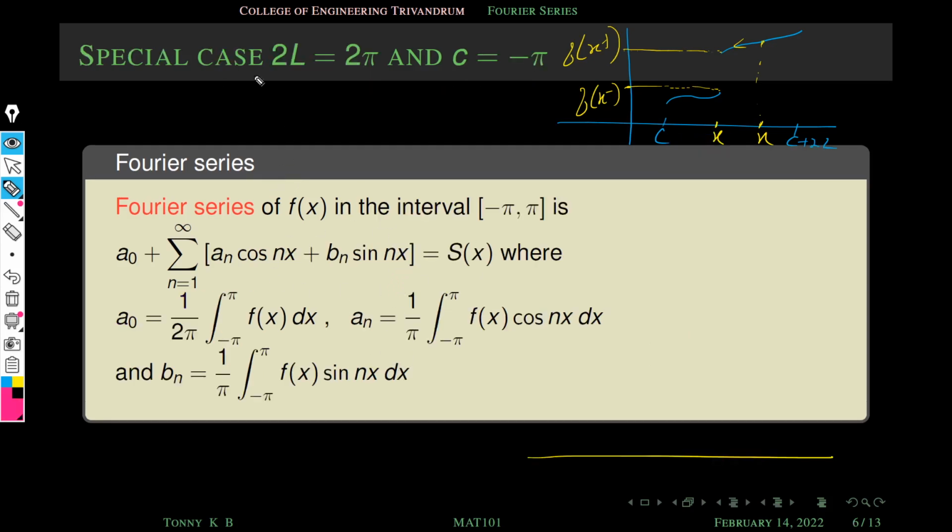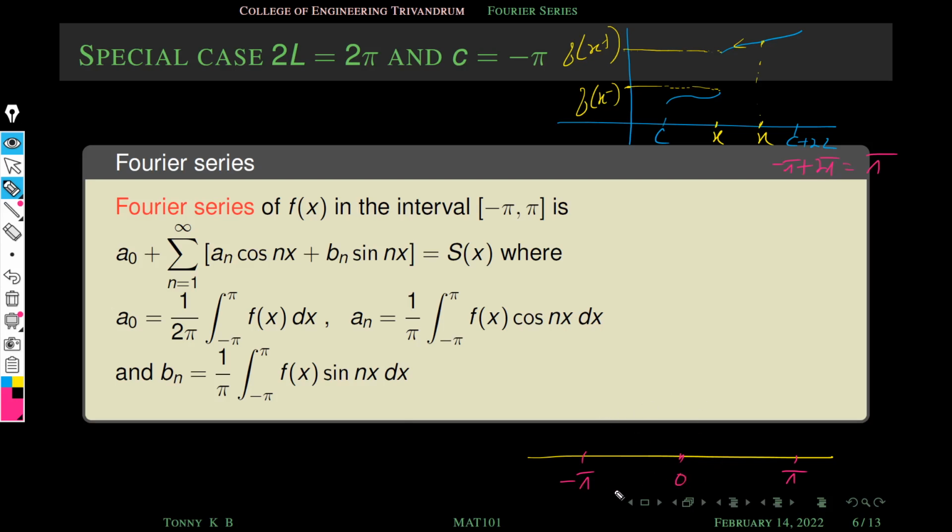Next we consider a special case, that is 2L equal to 2 pi and c equal to minus pi. When c equals minus pi, what about the starting point? The starting point is minus pi, right? And our endpoint is c plus 2L. Here c is minus pi, and 2L is 2 pi, so the endpoint is pi. So the interval is like this: minus pi to plus pi.